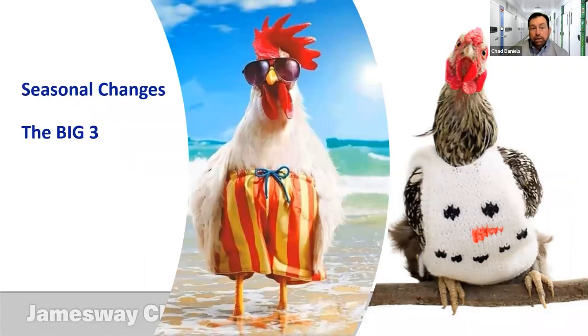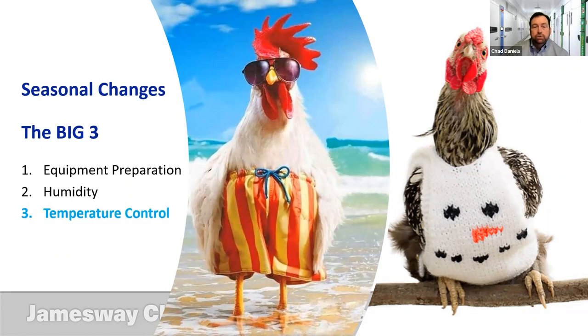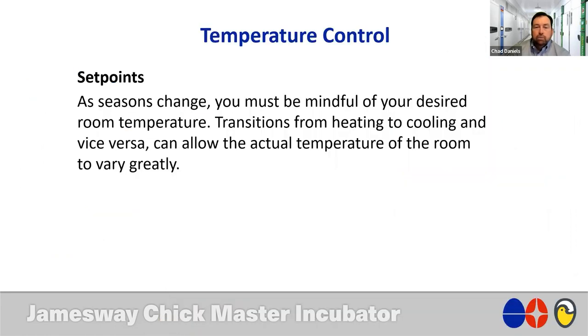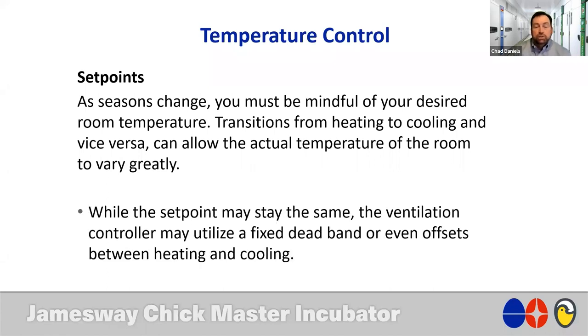So last but not least on our big three is temperature control. I bring that up because visiting a lot of hatcheries during transitions, when we see a season change, a lot of times the hatcheries aren't mindful of their desired room temperature. So transitions from heating to cooling and vice versa can allow the actual temperature of the room to vary greatly. While the set point may stay the same, the ventilation controller may utilize a fixed deadband or even offsets between heating and cooling.